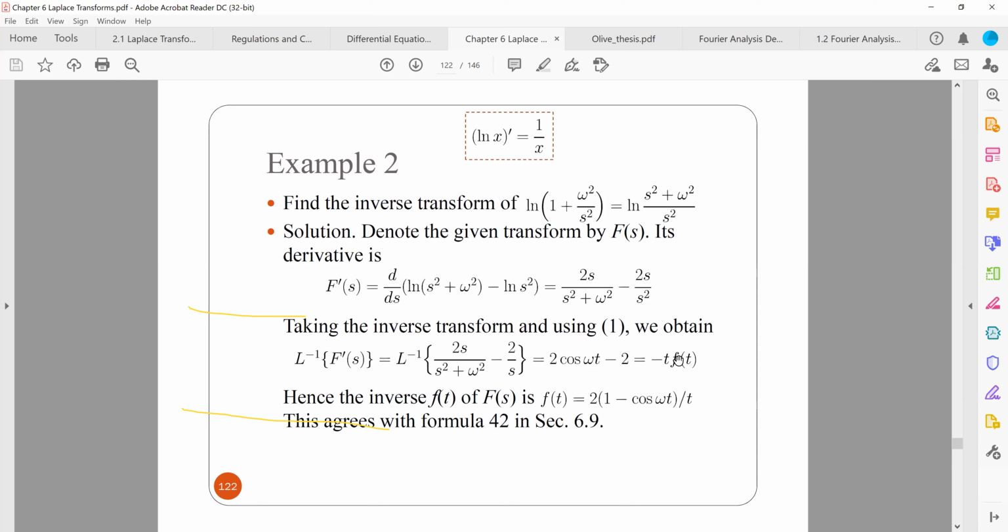Let me continue. So you differentiate the right-hand side. We're going to differentiate the natural logs, all of them, using the differentiation principles. So what do you get when you differentiate? You get 2s over s squared minus a squared, then minus 2 over s.